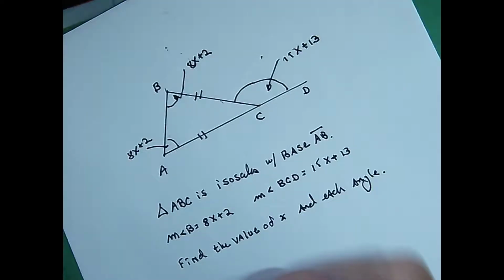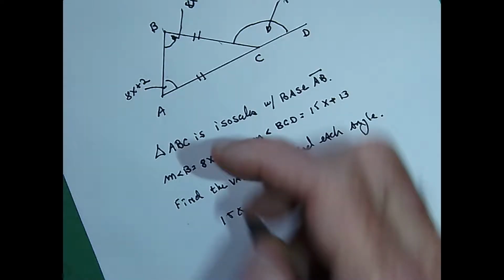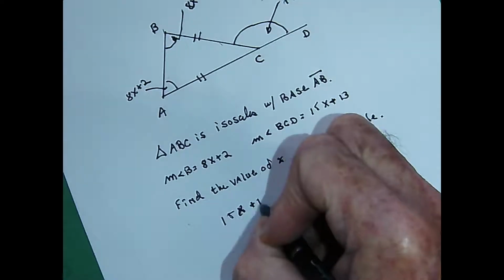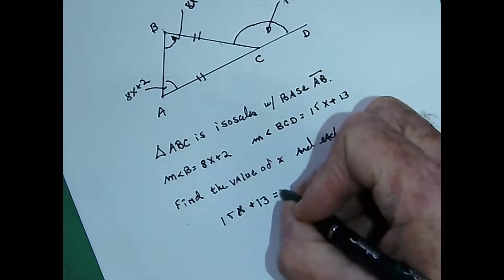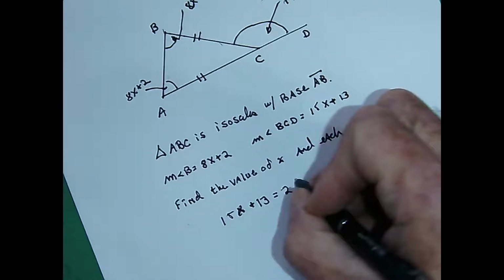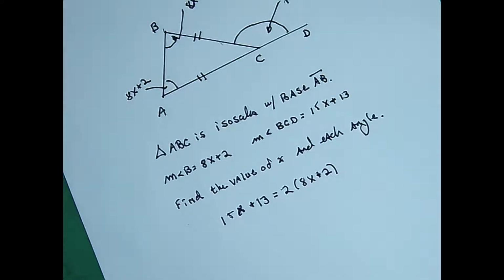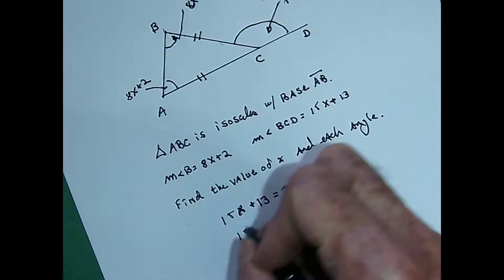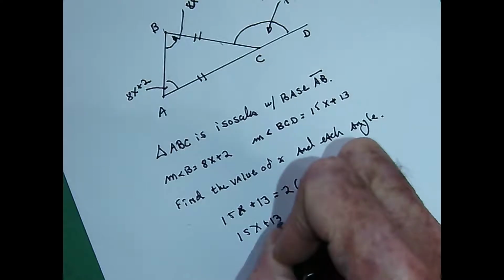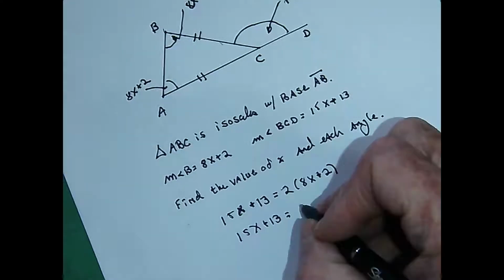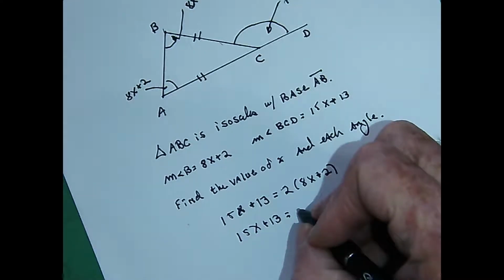I'd say that 15x, let me let you see what I'm up to, 15x plus 13 should be the same as 2 of those 8x plus 2's. We'll solve that equation and see what comes. 15x plus 13 is equal to, and as I multiply through the parentheses with the distributive property, 16x plus 4.